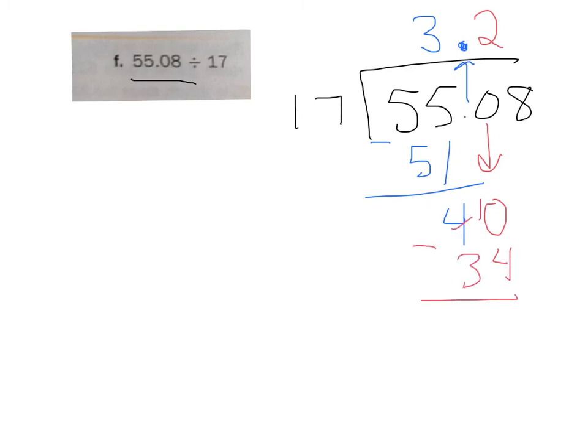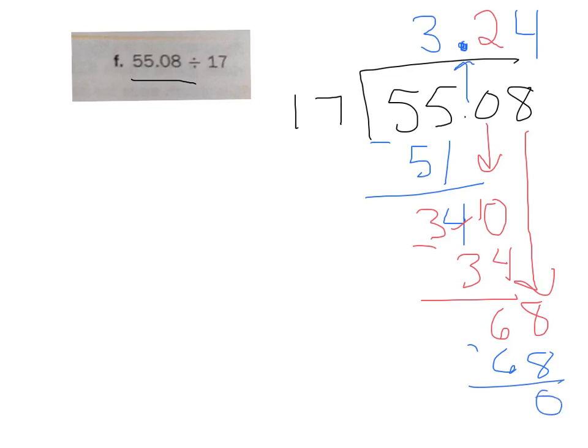Subtract that. I need to borrow. 10 minus 4 is 6. 3 minus 3 is 0. My last step, bring down the 8. 17 can go into 68 evenly 4 times. So 4 times 17 is 68. Subtract that, we get 0. For this problem, my answer is 3.24. I didn't have to add on any zeros because I had that 0 there.